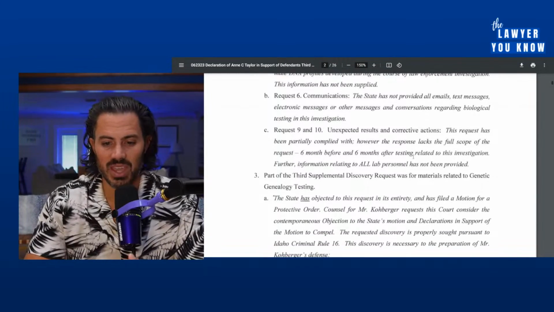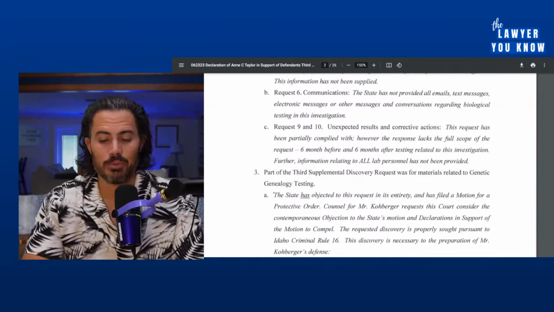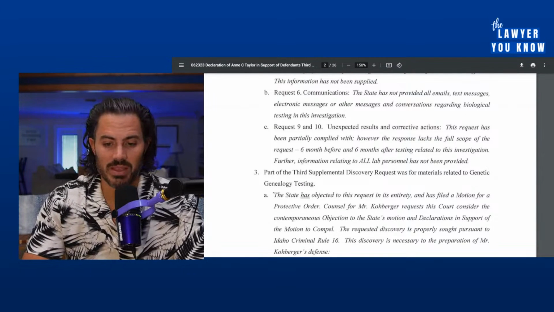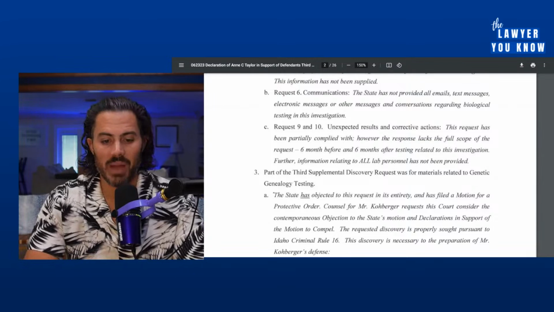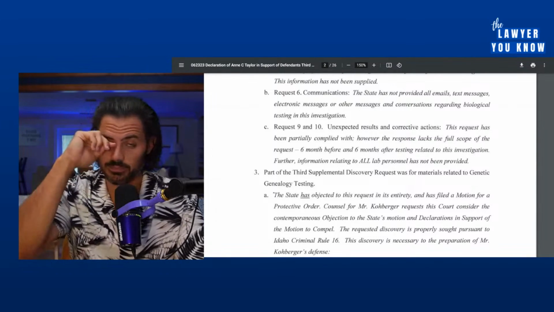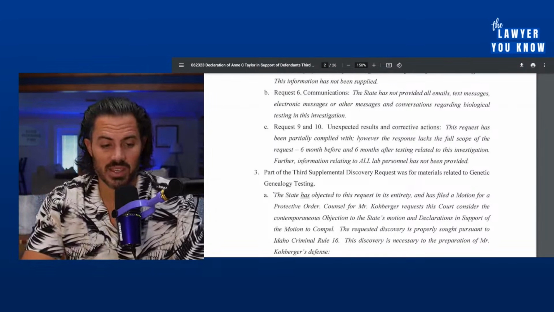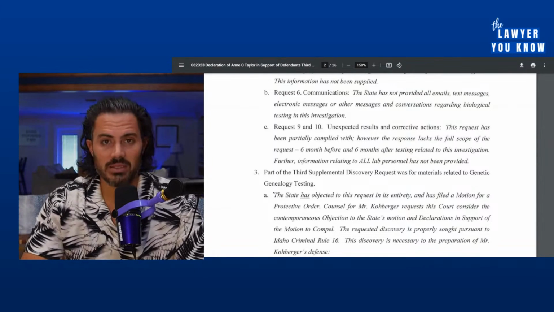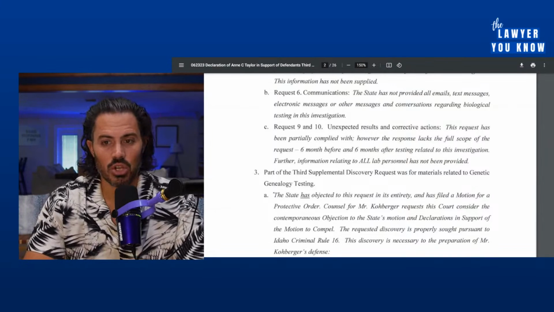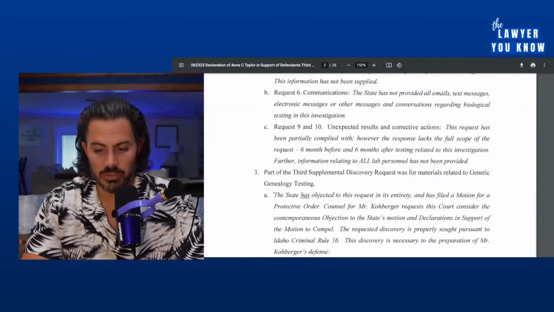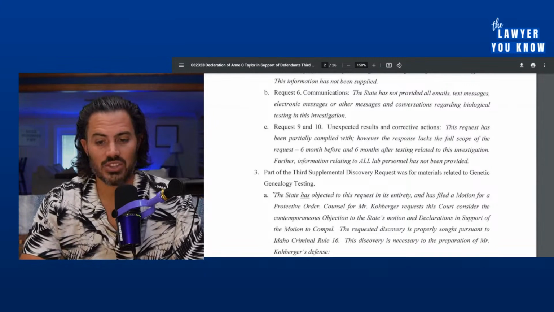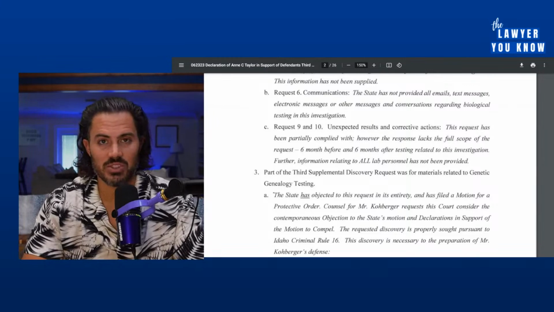Request 6, communications. The state has not provided all emails, text messages, electronic messages, or other messages and conversations regarding biological testing in this investigation. When Ann Taylor makes comments like this, I am willing to bet that she has looked through all the documents and she fully believes that this is true, that she has not been provided all the emails, text messages, etc.